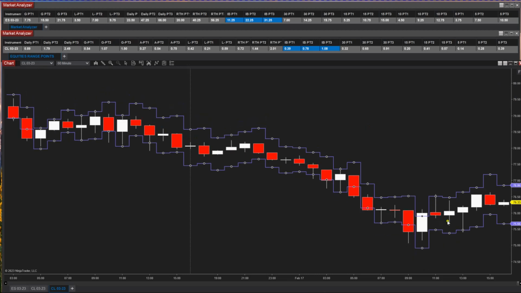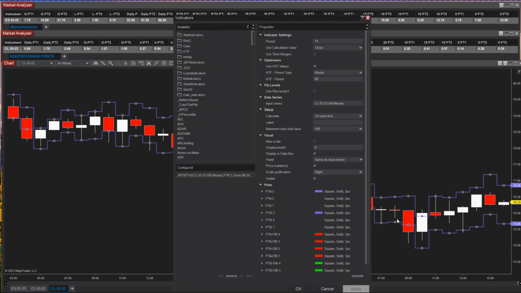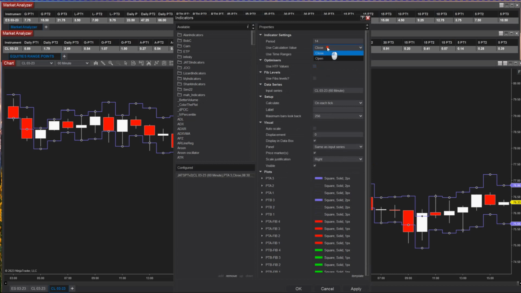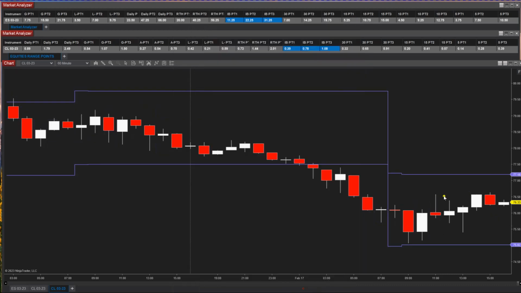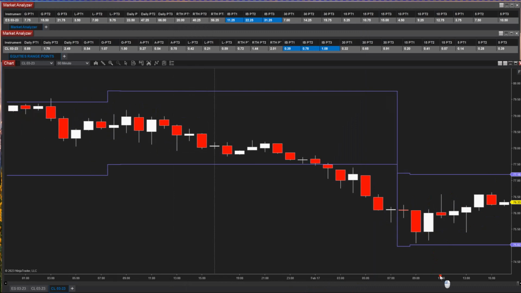to the opening range for the 60-minute bar. So this is where I turn it around to do the PT3 for the volatility envelope. So let me show you what that is. So I put it back on open, and I go from 8 a.m. to 9 a.m., right? So from 8 a.m. to 9 a.m.